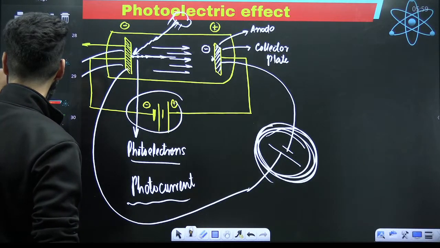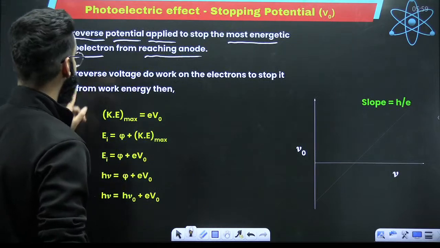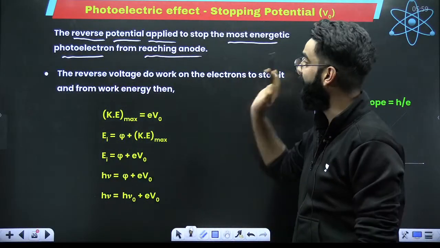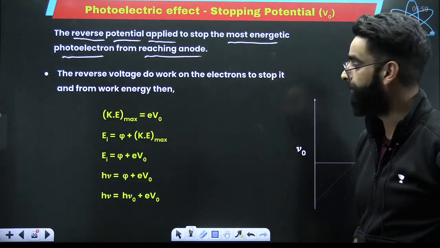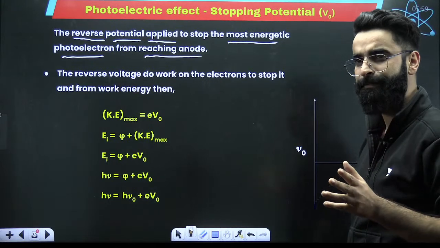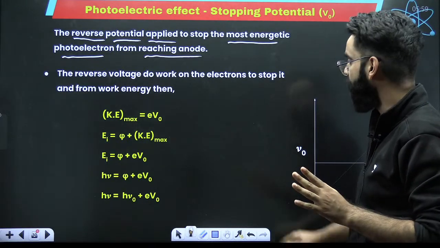Right, guys? So what is the stopping potential? It is the reverse voltage which is applied to stop the most energetic photoelectron from reaching the anode. Perfect. Now, my dear students, just try to understand. What would have happened?